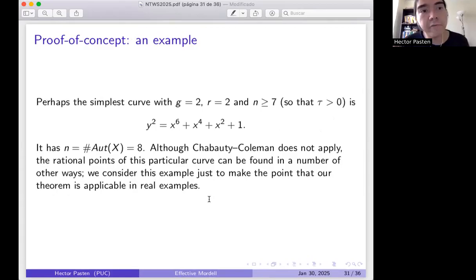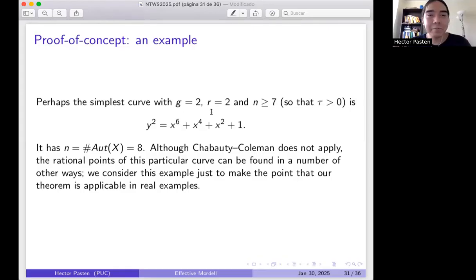Now, as a proof of concept, let me run this theorem over a complete example. I'm not claiming this example is new. In fact, it's not new. It's a very interesting curve because, in my opinion, it seems to be the simplest curve of genus 2 and rank 2, which is something we want because it's not covered by Chabauty, with enough automorphisms. Enough automorphisms in this setting was at least 7 automorphisms. And okay, now I remember, at least 6 is for genus 3. Yes, now I remember. Okay.